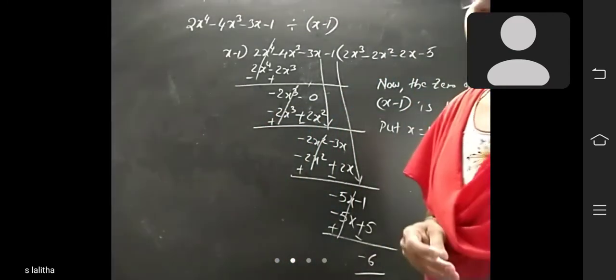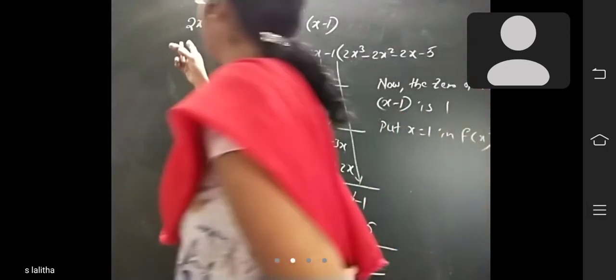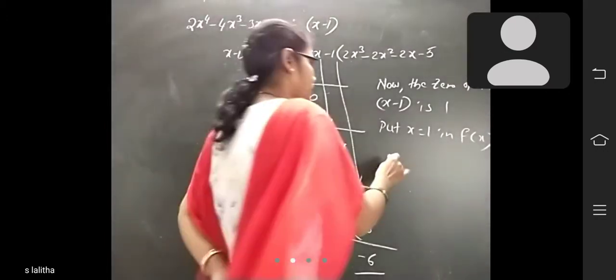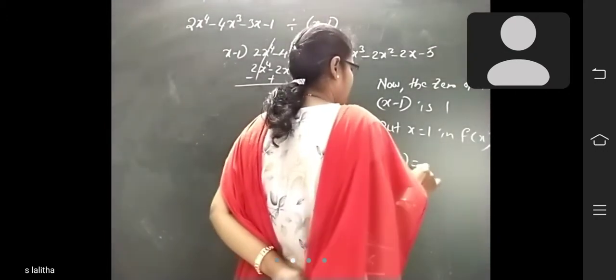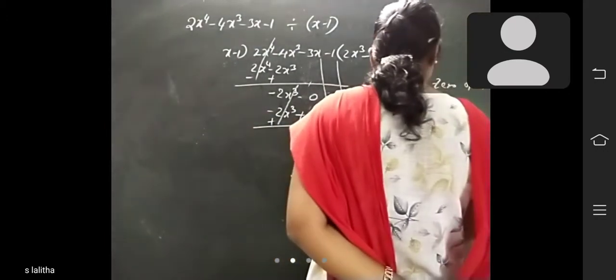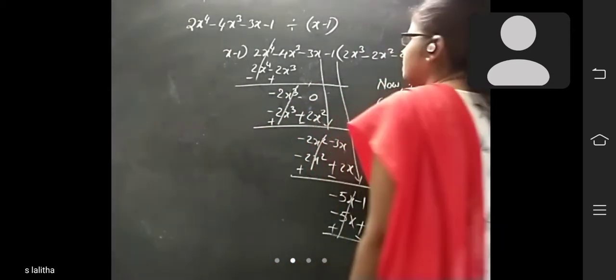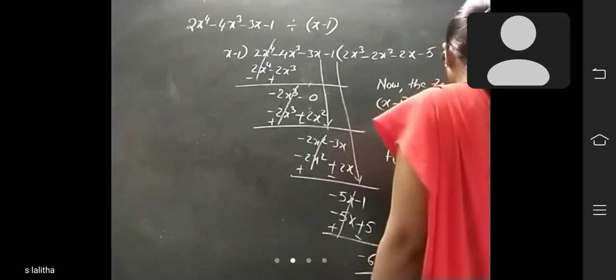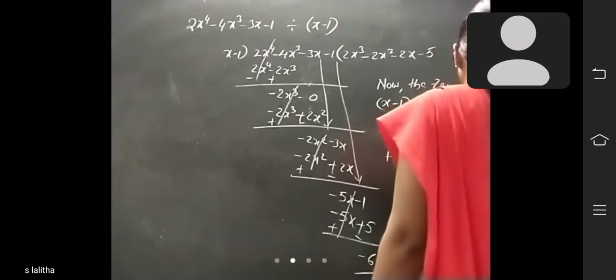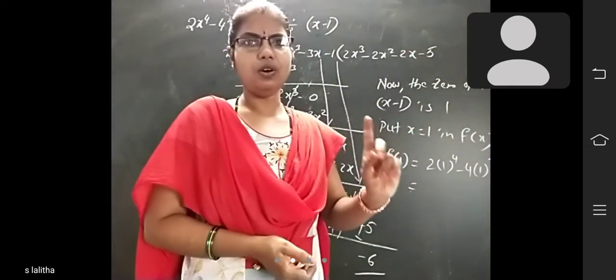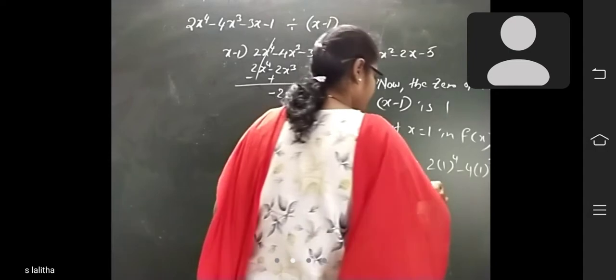Put x is equal to 1 in f of x. So taking this one as f of x, f of 1 is equal to 2 into 1 power 4 minus 4 into 1 cube minus 3 into 1 minus 1. 2 into 1 power 4 means 1 only, so 2 into 1 is 2.